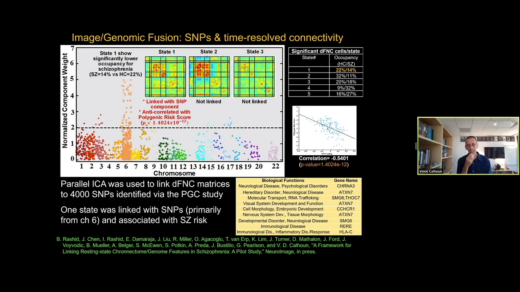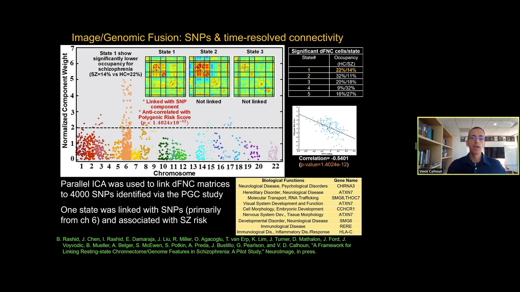The last 2 examples I wanted to indicate are multimodal examples, or different kinds of data beyond imaging, beyond functional resting fMRI. Here's an example where we incorporated single nucleotide polymorphism array data. So we have a bunch of SNPs.